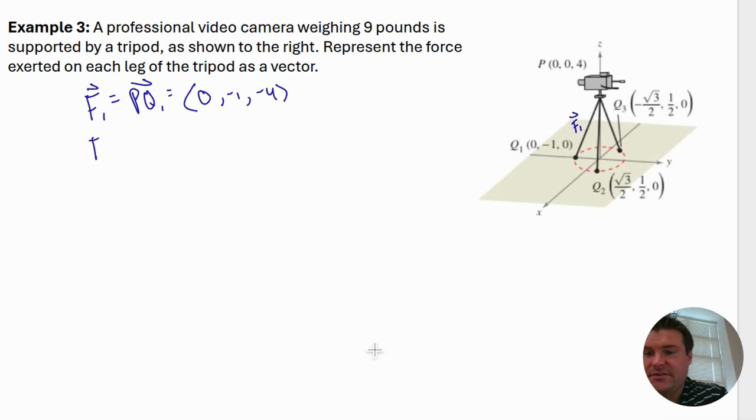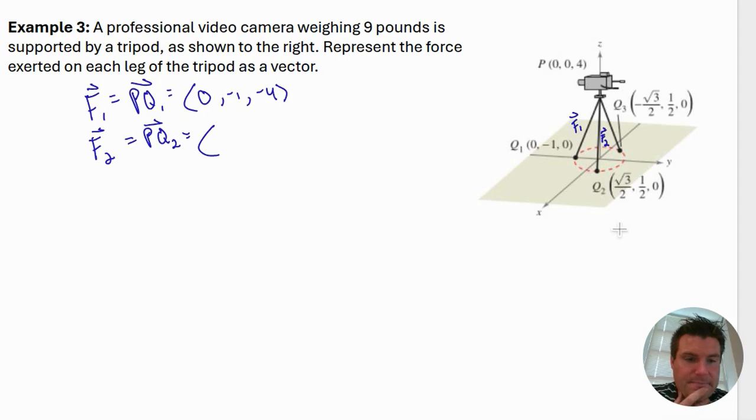And then for F2, let's go ahead and do PQ2. I'm going to label that for you so you can see where that is. That's going to be right here, F2. So again, final minus initial here. If you notice, we have these square root values right here. That's just because we're trying to match this all around the origin. So they already did all that heavy lifting for us, but we're going to get root 3 over 2, comma, 1 half minus 0, 1 half, negative 4.